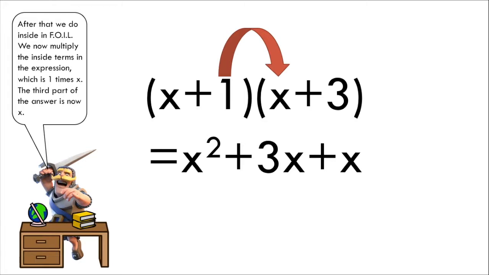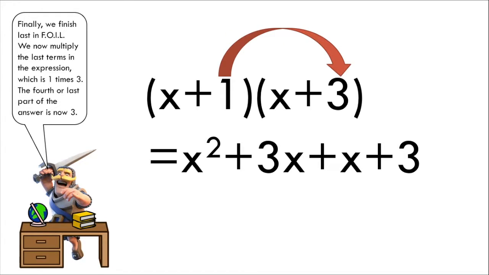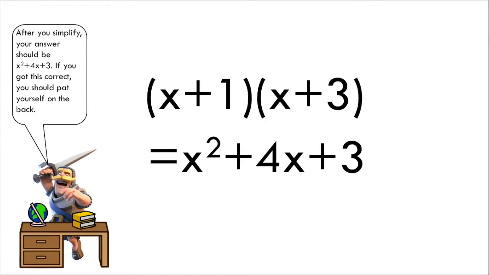After we do inside in FOIL, we now multiply the inside terms in the expression, which is 1 times x. The third part of the answer is now x. Finally, we finish last in FOIL. We now multiply the last terms in the expression, which is 1 times 3. The fourth or last part of the answer is now 3. After you simplify, your answer should be x squared plus 4x plus 3. If you got this correct, you should pat yourself on the back.